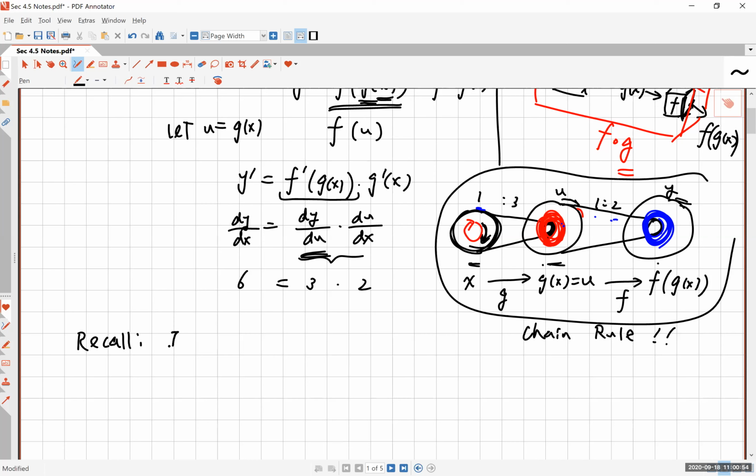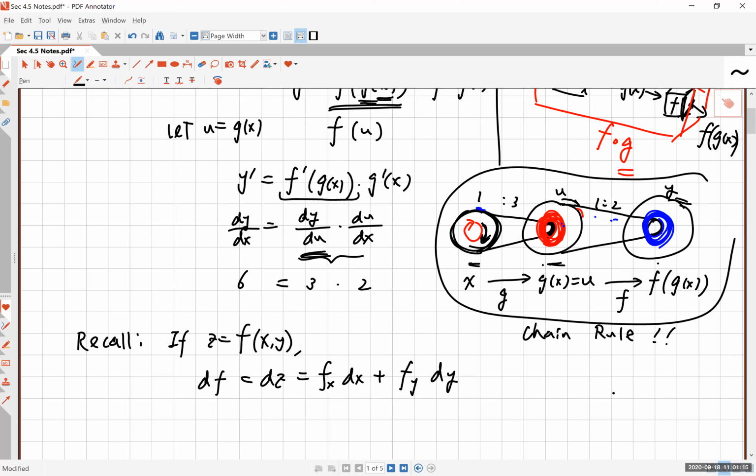Remember, if z is f of x, y, we had a thing called the total differential, df, sometimes called dz, it's the same thing. It's the partial of f with respect to x times dx, plus the partial of f with respect to y times dy.